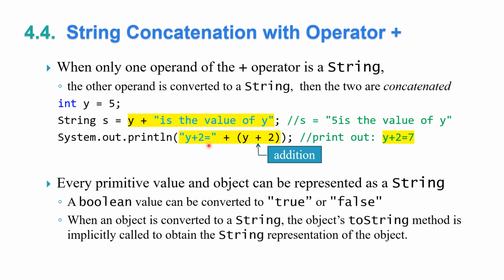Then the first operator in this expression is evaluated, and this plus operator is a string concatenation because its right operand is a string. Its left operand is number 7, which is converted to a string with one character 7. So the result is the string "y plus 2 equals 7". And when the println prints out that string, it displays y plus 2 equals 7.